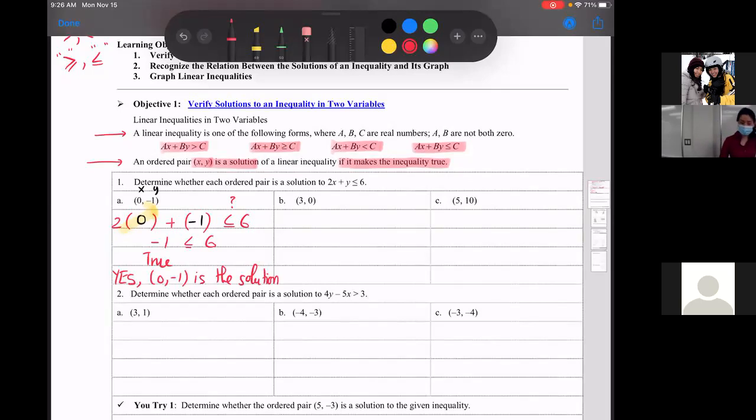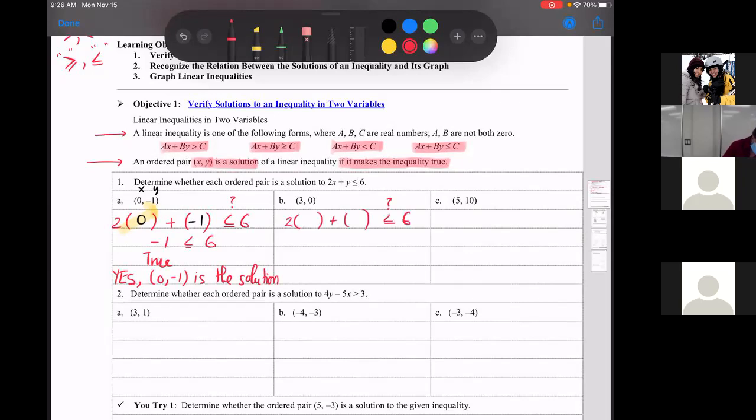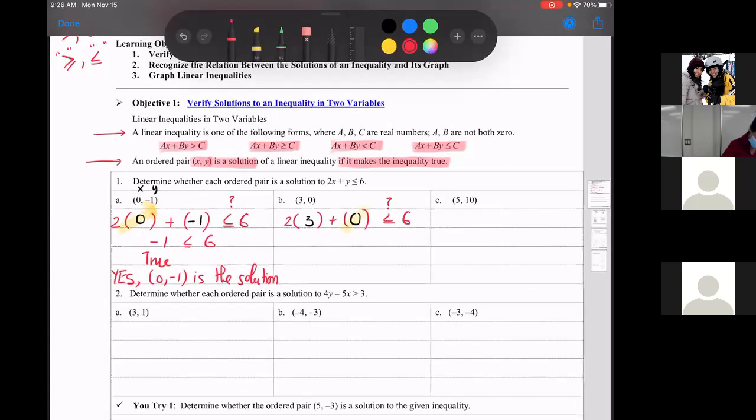And you do the same thing for the rest. You plug it in. 2 times parenthesis plus parenthesis less than or equal to 6, question mark, because I don't know. 2 times 3 and then plus 0 for y. 2 times 3 is 6. Is 6 less than or equal to 6? Is it true or false?